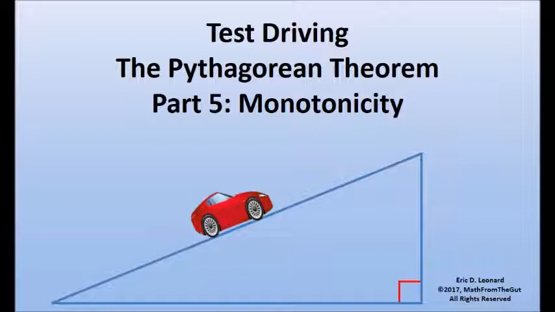In this section, we consider what happens to h, the length of the hypotenuse, when one of our legs, x or y, gets longer. If h always increases when x and/or y increase, then we can say that h is monotonic with respect to x and y.